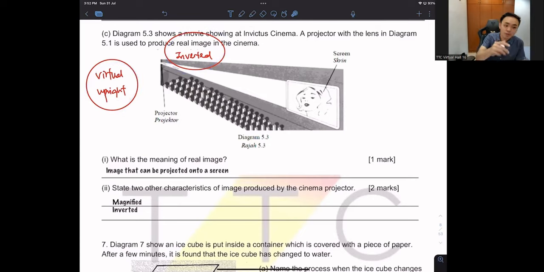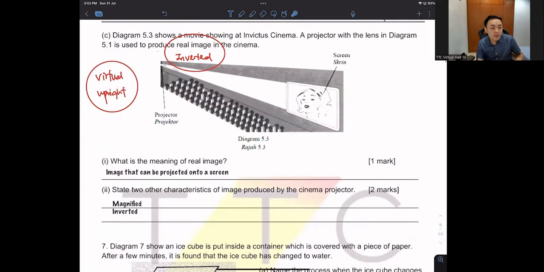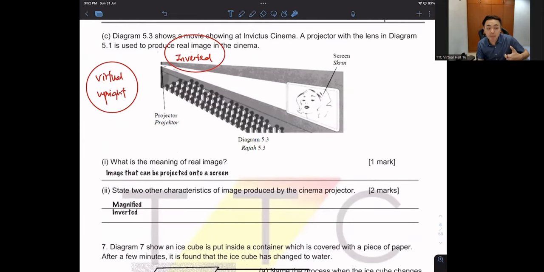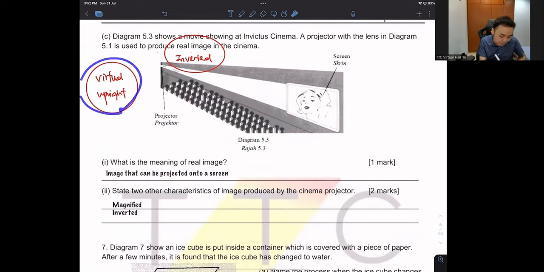So when I see real, I don't even need to think about it. I write inverted straight away because I know for sure it's correct. But magnified depends. It can be magnified, can be diminished, can be same size, depending on where you put your object. But if it's a real image, it's always inverted. Next. Questions regarding this? All good? Okay. So virtual upright, one package. Real inverted, one package. Moving on.